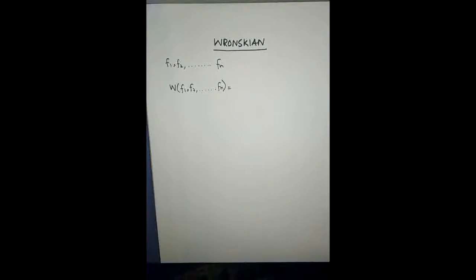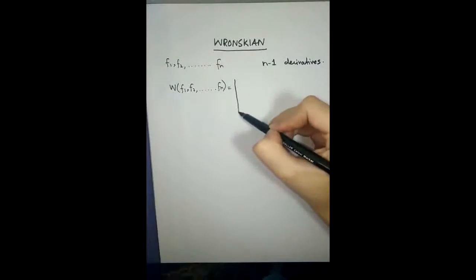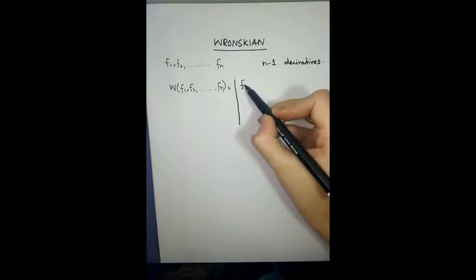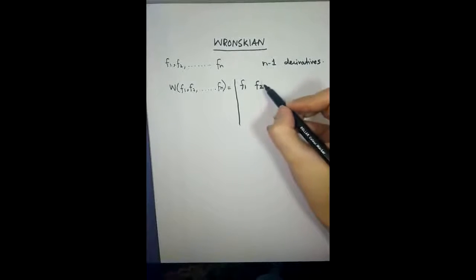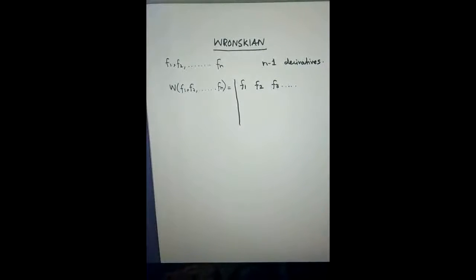Determinants and derivatives also. If you have functions up to nth order, then what you have to do, you have to take the derivatives up to n minus 1. That is a really important thing. So n minus 1 derivatives, and you have to take the determinant. Write in the first row f1 in the first column, second column is f2, third column is f3, and so on, last column is fn.